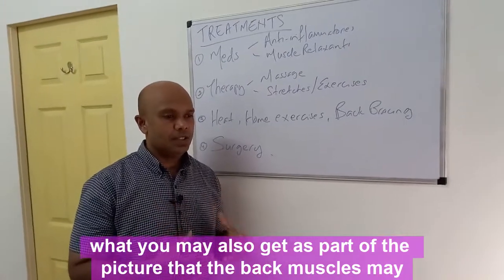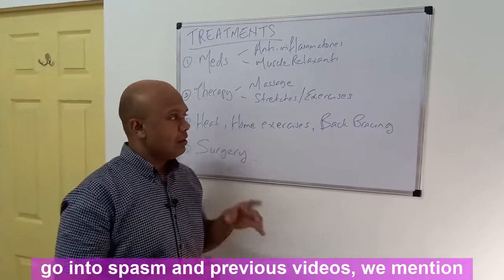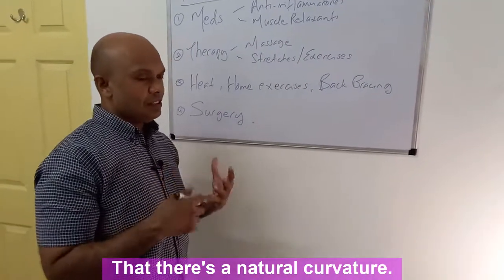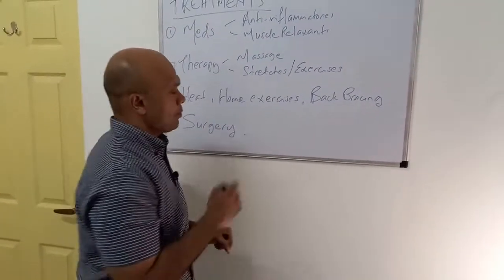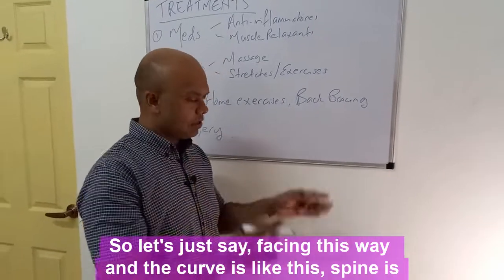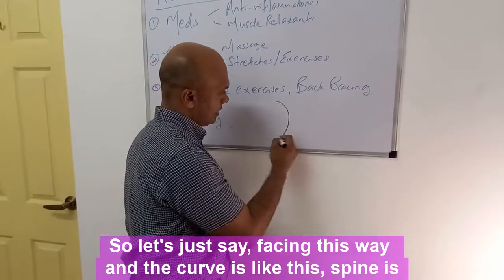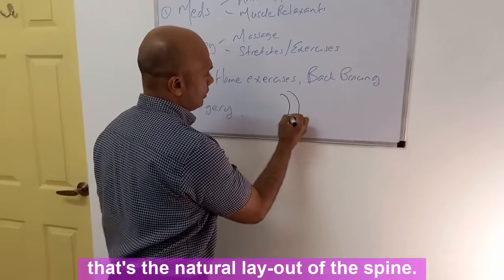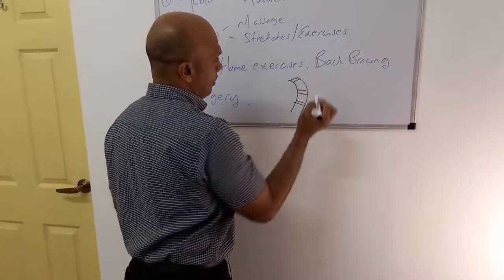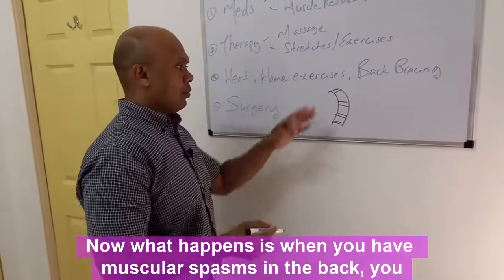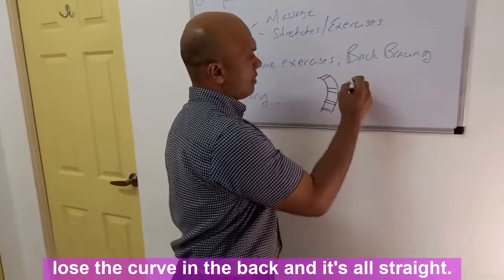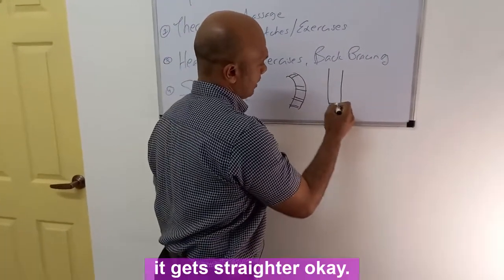Now, in the case of sciatica, if you have a pinched nerve, what you may also get as part of the picture is that the back muscles may go into spasm. In previous videos, we mentioned that there's a natural curvature to the spine in the lower back. Okay, so let's just say facing this way, and the curve is like this. That is the natural layout of the spine. Now, what happens is when you have muscular spasms in the back, you lose the curve in the back, and it's all straight or gets straighter.